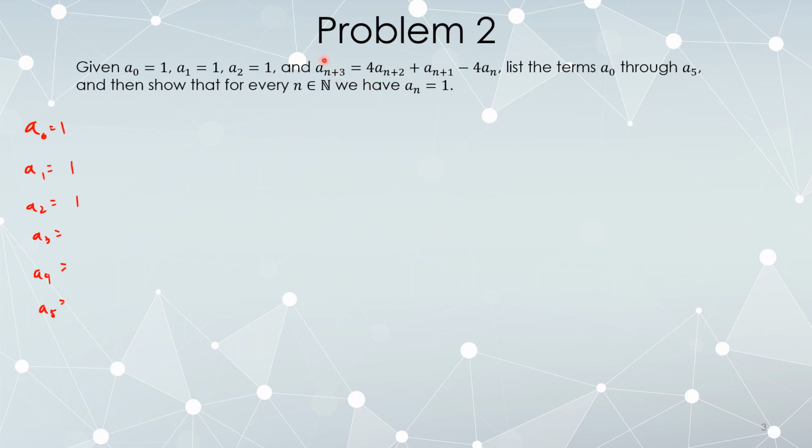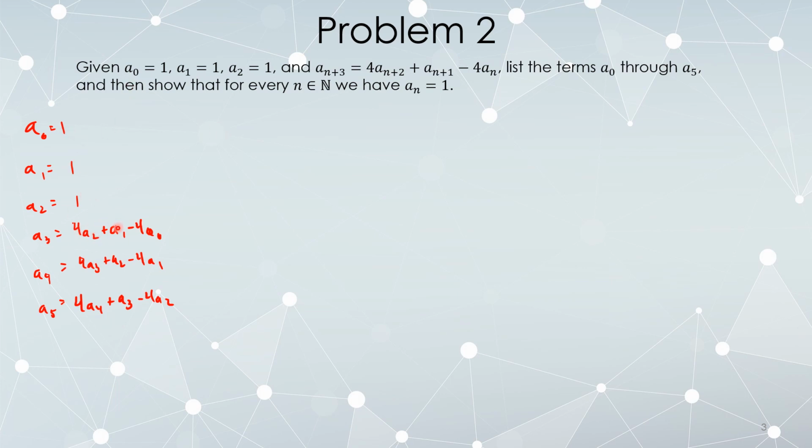The next term is 4 times the previous term plus the term before that minus 4 times the term before that. So A3 is going to be given by 4A2 plus A1 minus 4A0. A4 is 4A3 plus A2 minus 4A1. A5 is 4A4 plus A3 minus 4A2. Now we can use the values we were given, which are all 1.